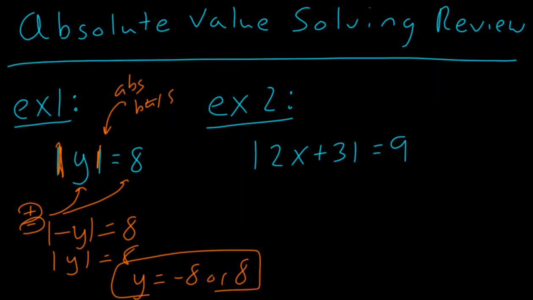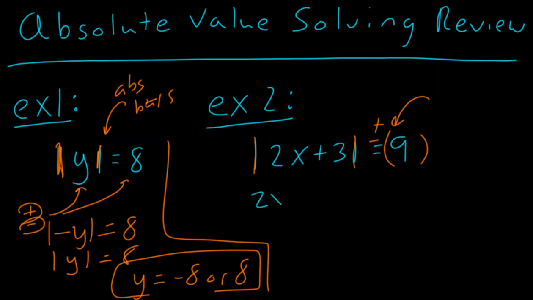Okay, so for example, right here, in example 2, since we have the absolute value bars all by themselves, we have to set this 9 equal to a positive or a negative. So we're going to do this. We'll do 2x plus 3 is equal to negative 9, and we'll also do 2x plus 3 is equal to positive 9. So we just take that 9 and set it equal to both a positive and a negative.